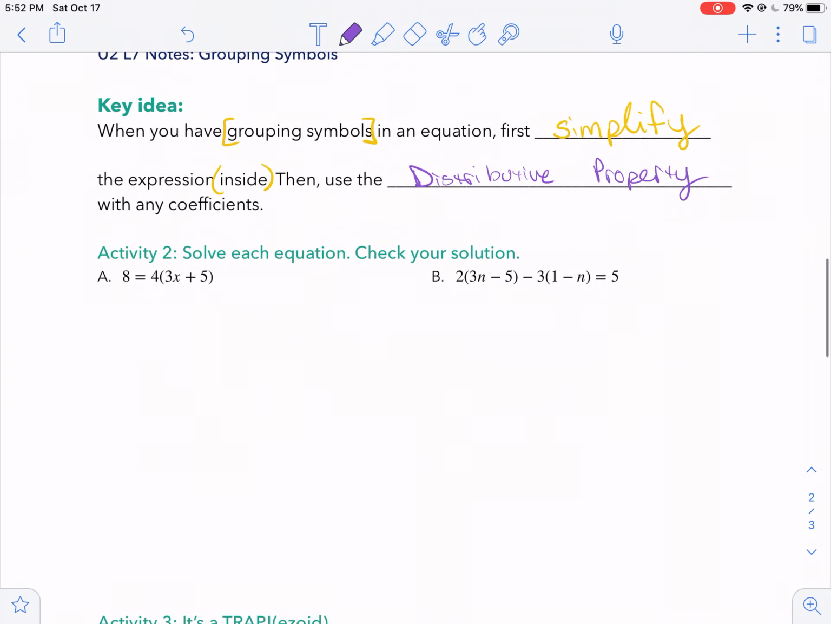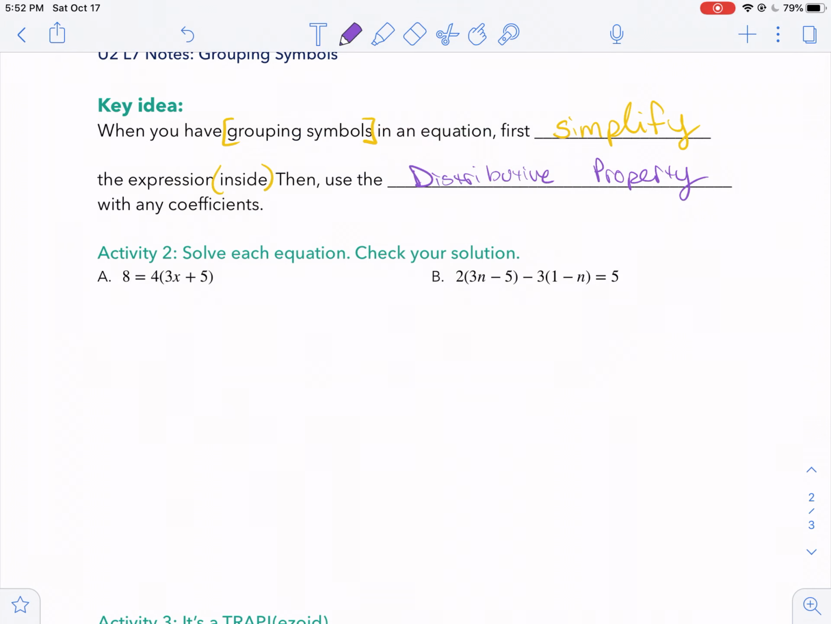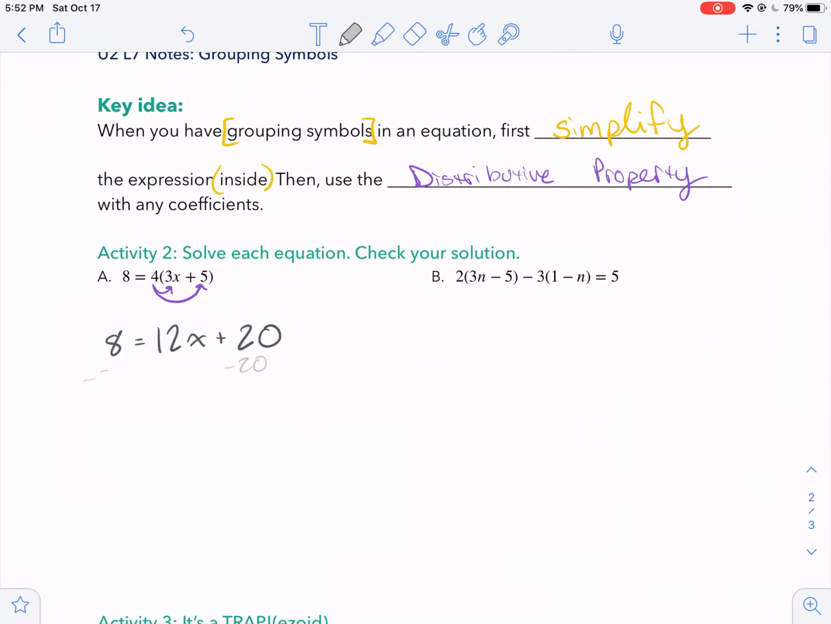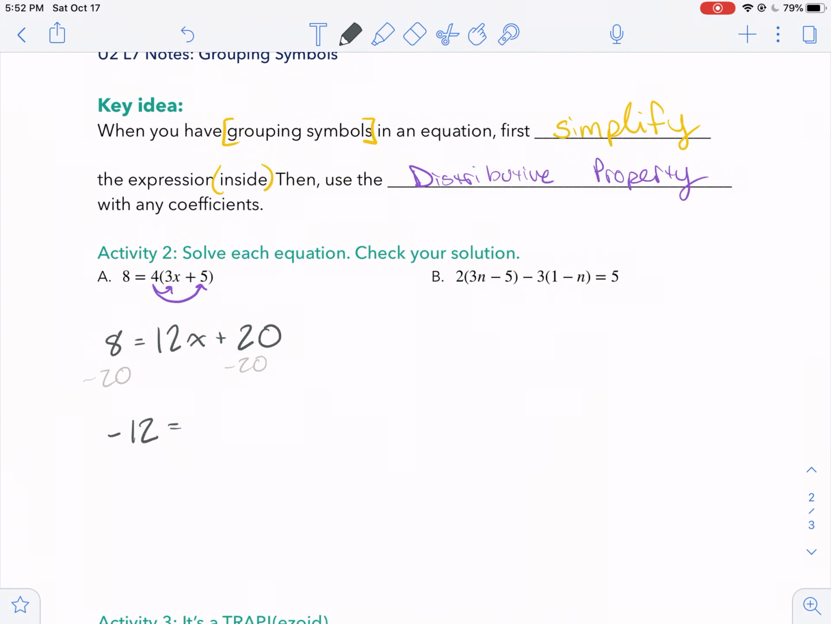So we have 2 examples. First, let's simplify what's inside. We can't. So then we're going to use the distributive property to distribute this coefficient. So we'll do 4 times 3x, and then 4 times 5. So that gives us 8 equals 12x plus 20. Next, let's subtract 20 from both sides. And that gives us negative 12 equals 12x.